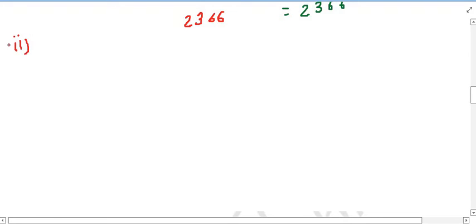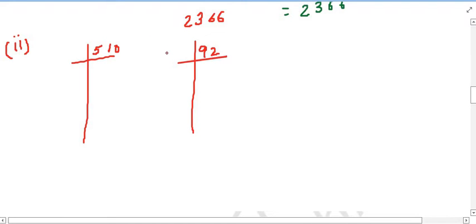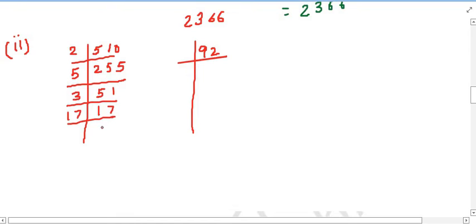Now we will do the second part of the second question. Here the given numbers are 510 and 92. We have to first find the prime factors of these given two numbers. For 510, we'll start with 2. 2 times 2 is 4, then 5, then again 5. Then we'll go with 5. 2 times 5, then 1. 51 is divisible by 3. 3 times 17 is 51, and then it is 1.